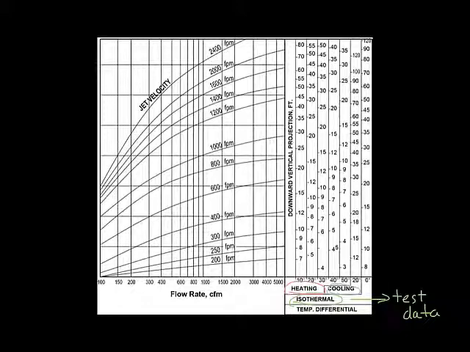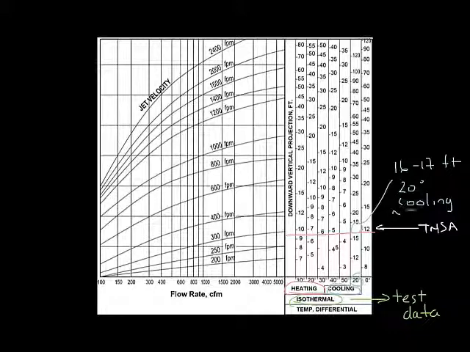If you know that the cataloged vertical throw of a TMSA, for instance, is 12 feet, then you can follow that row over and see that with a 20-degree delta cooling supply air, essentially 55-degree air, the diffuser will have a 16 to 17 foot downward throw. With the 20-degree delta in heating, essentially 95-degree supply air, it'll have a 7-foot downward throw.